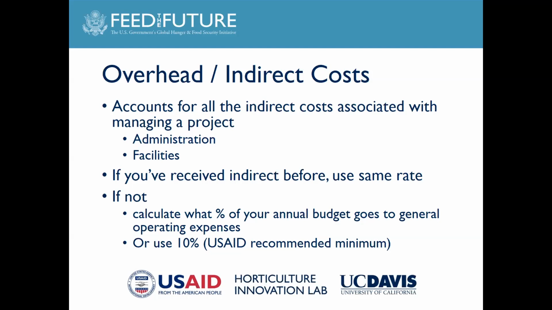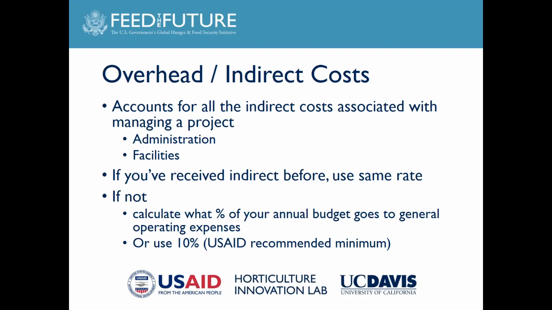that you request. If you've received indirect before, you generally are going to use the same rate that you have in the past and provide evidence that you received that indirect rate in the past as part of your grant justification and grant narrative. If you've not received overhead and indirect costs before, for example, maybe you're applying to a grant for the first time, or maybe the last time you applied to a grant, you didn't know that you could get overhead and indirect, so you didn't include it.